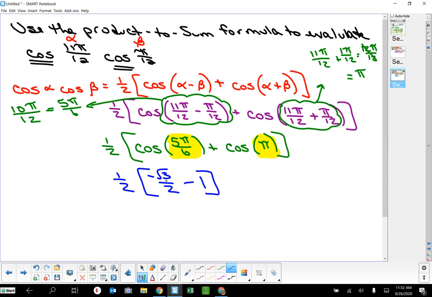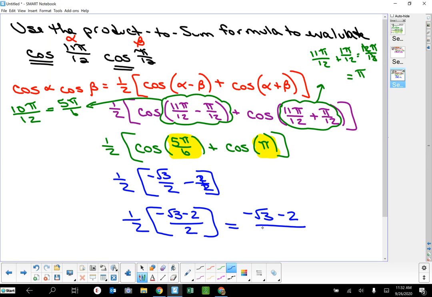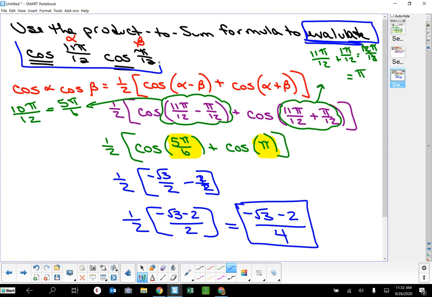Okay, so now I'm just going to do some good math here. And the 1 is going to turn into a 2 over 2. And so this is going to give me a negative rad 3 minus 2 all over 2. And then if I multiply in the 1/2, I will get a negative rad 3 minus 2 all over 4. And that is the value, because back in the directions it says use the product to sum formula to evaluate. That means find me a value for this statement right here. And so this down here is the value for that statement.